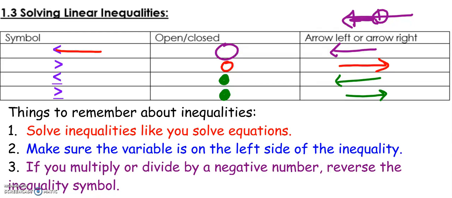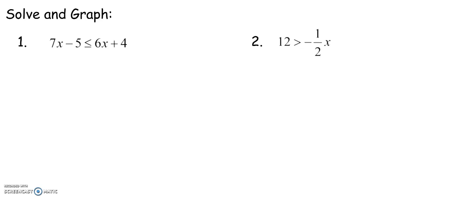Things you want to remember as you're solving an inequality: you solve it just like you do an equation. You do want to end up with your variable on the left side of the inequality so that when you go to graph it, the arrows match up. The only extra thing you have to remember is that if you multiply or divide by a negative number, then you're going to reverse your inequality symbol. So let's try a few of these.